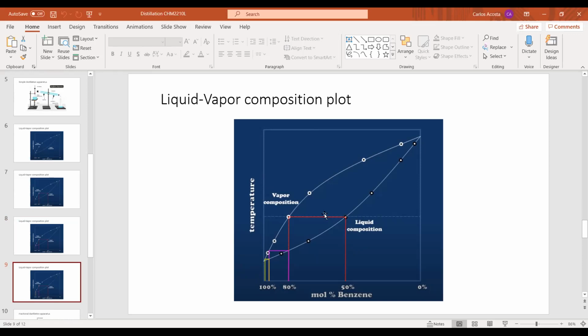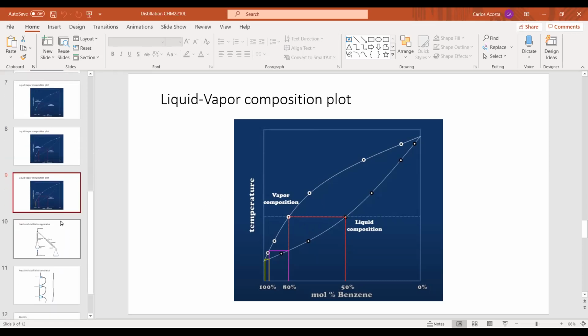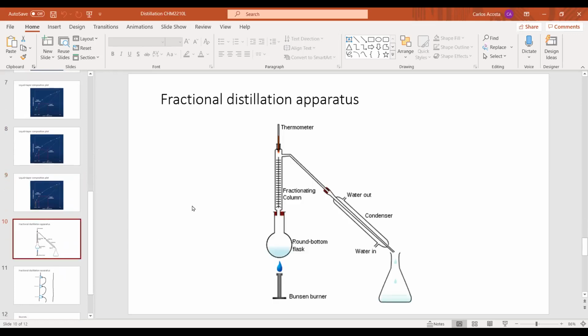Unfortunately, we had to do 3 simple distillations back to back to back in order to achieve this separation. There's no one in the world that wants to do 3 simple distillations just to isolate benzene. And that's why they came up with a different type of distillation known as fractional distillation. So this is the apparatus for that. And fractional distillation is almost the same as simple distillation as far as the setup is concerned.